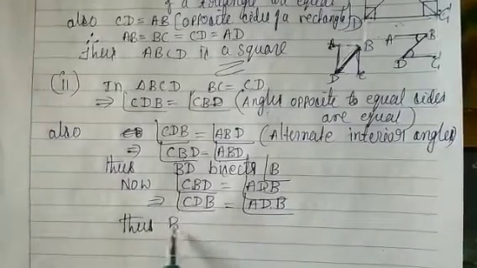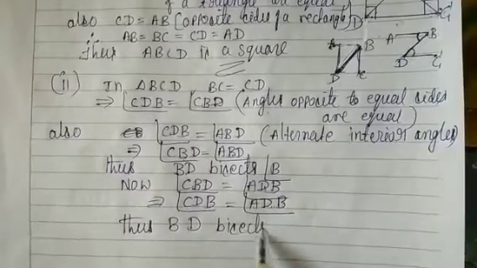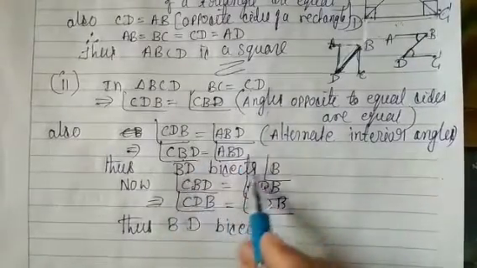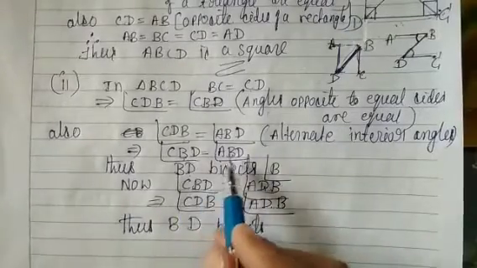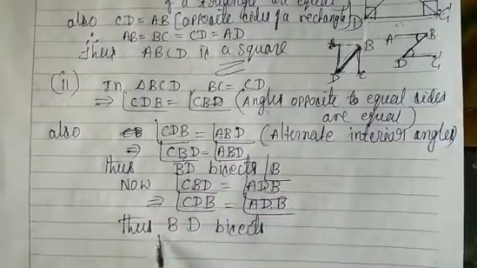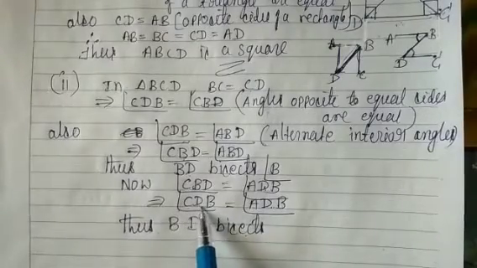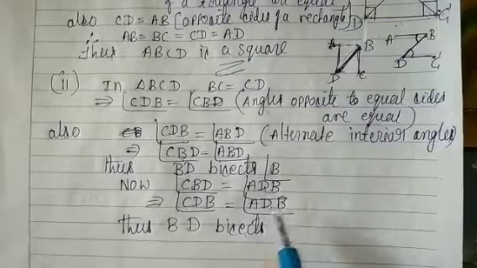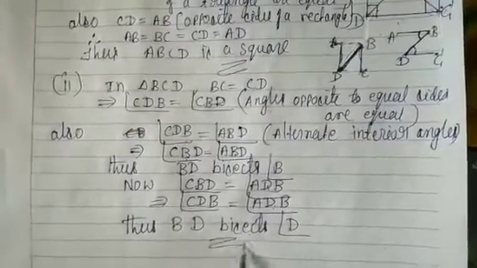Thus, BD bisects. In this statement, BD bisects B. B is equal to B. In this statement, BD bisects D. Why? Angle D is equal to angle D. So, BD bisects angle D. Hence, proved.